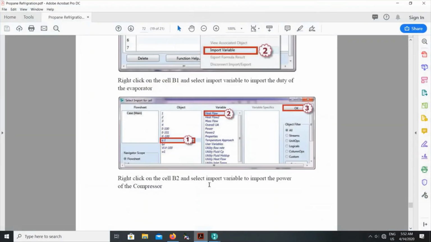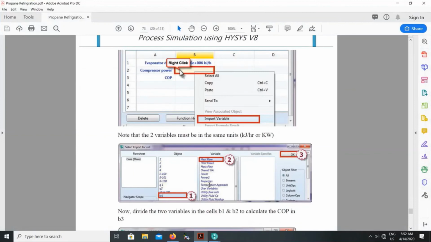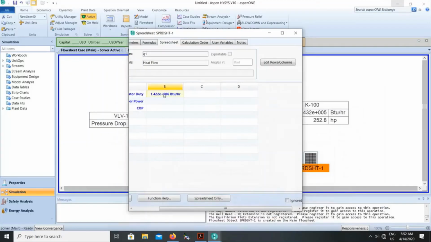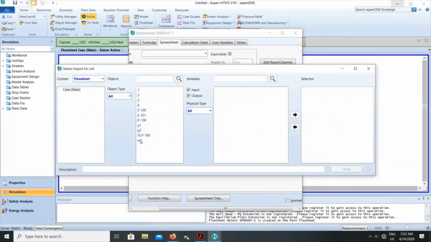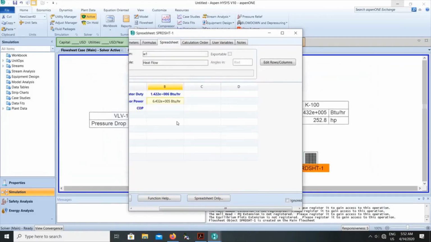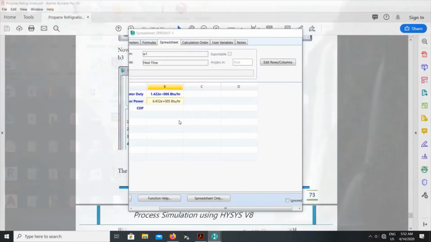The second thing we need to do is compressor power. We call the compressor W1, and for this one we click here, add variable W1 heat flow, enter, done. Once you provide these two pieces of information, the COP is B1 divided by B2. B1 is evaporator duty and B2 is compressor power.